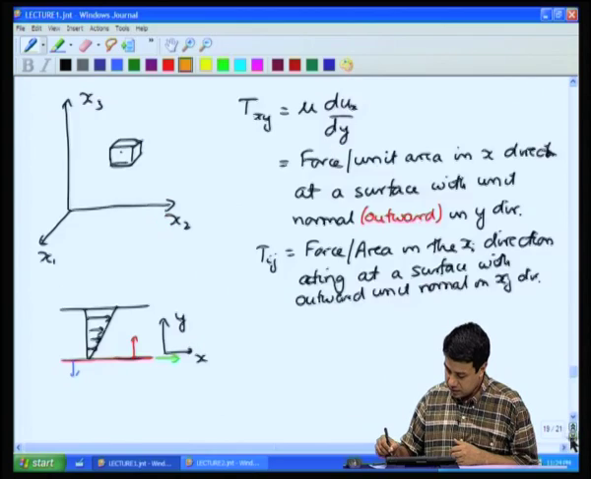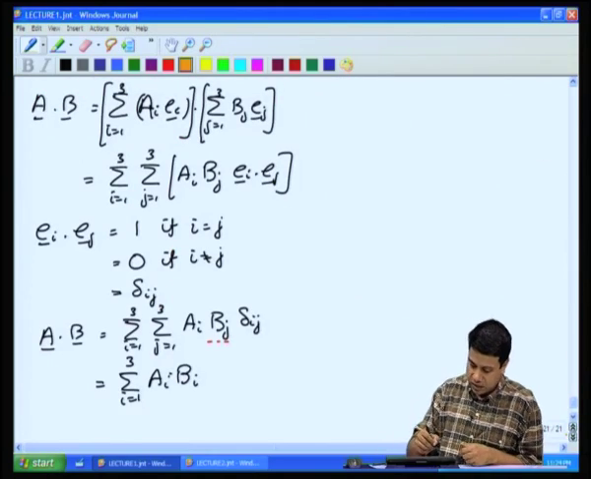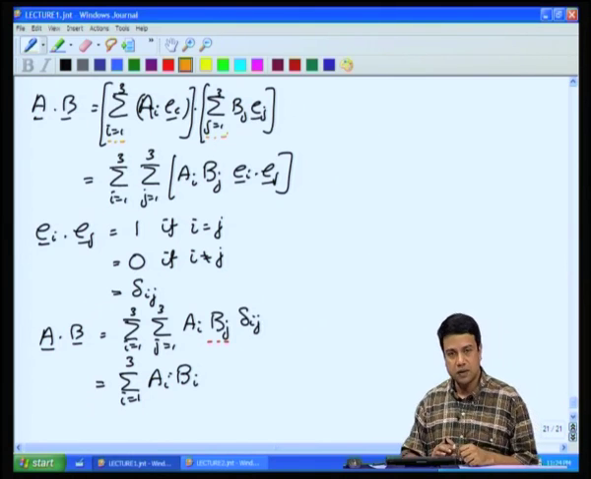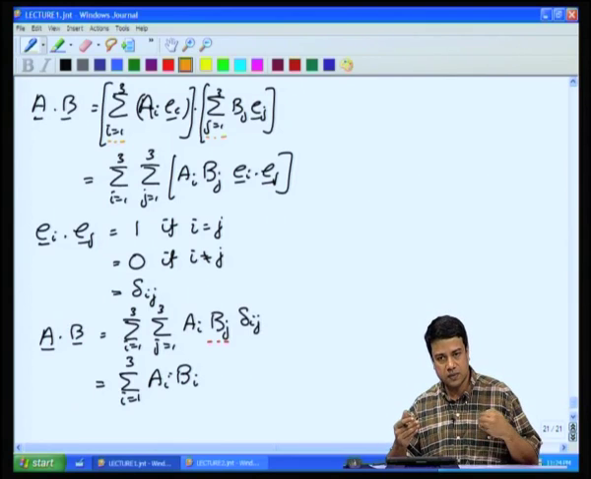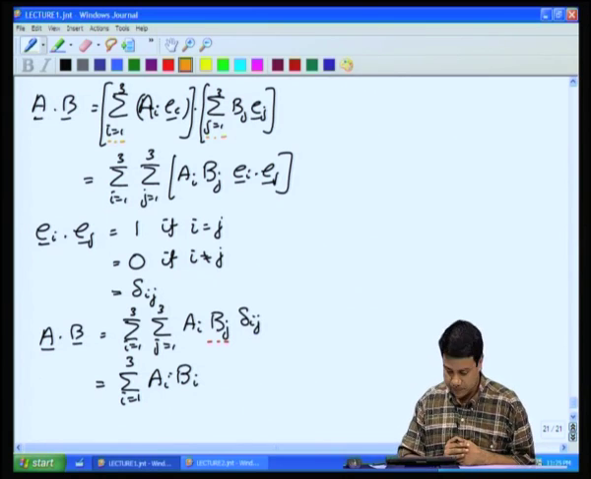Okay. One important point to remember here is that the indices that I use for these two have to be different. Okay. Because one index is getting summed over from 1 to 3, the other is also getting summed over from 1 to 3. It is not the same as both of them simultaneously getting summed over from 1 to 3. Okay. So, that is the dot product.